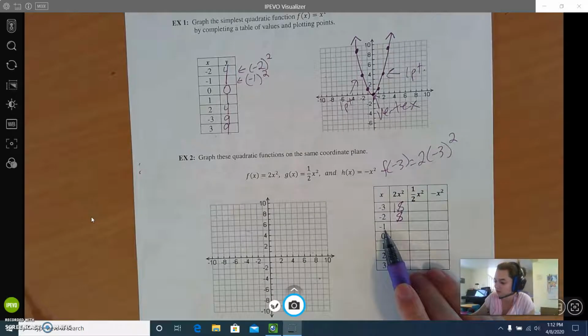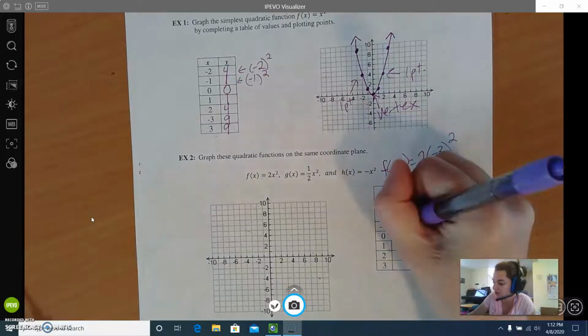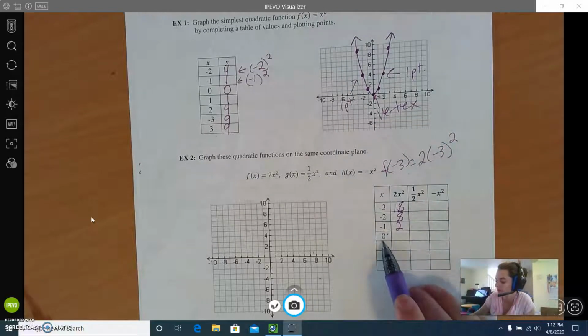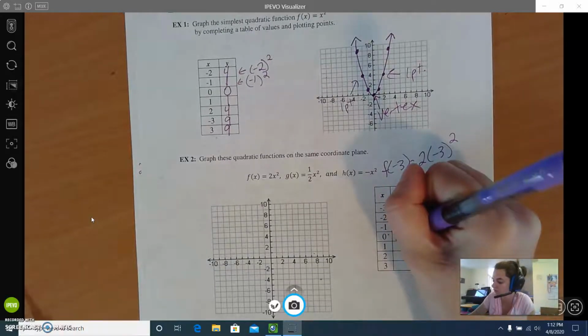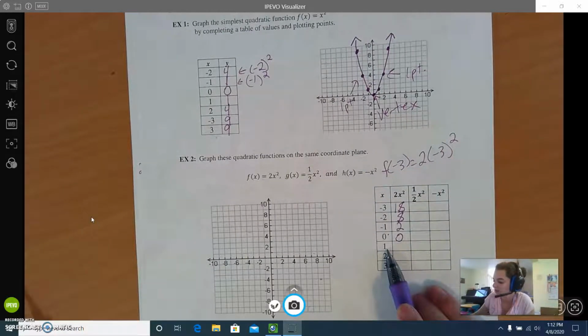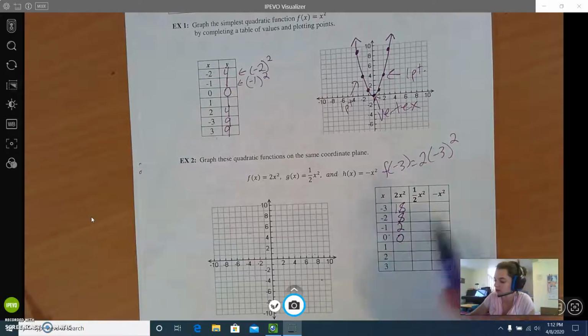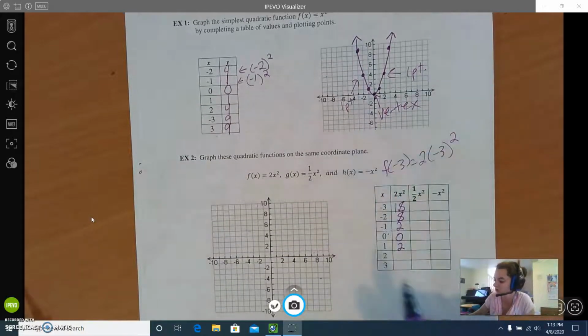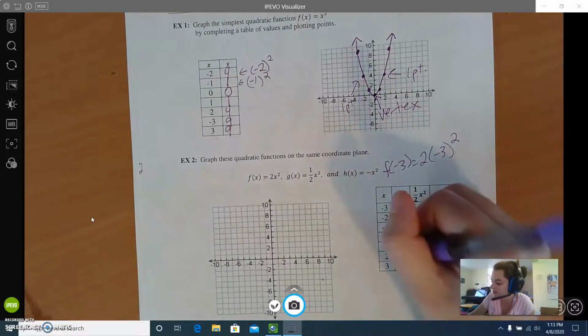For -1, -1 squared is 1. And 1 times 2 is +2. When x is 0, 0 squared is 0 times 2 would still be 0. 1 squared is 1 times 2 is 2. 2 squared is 4, and 4 times 2 is 8.